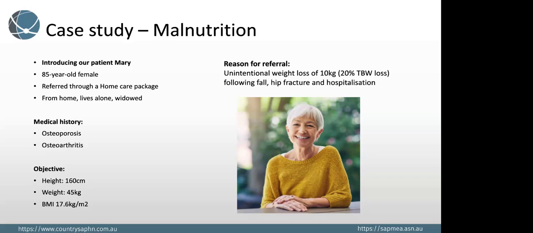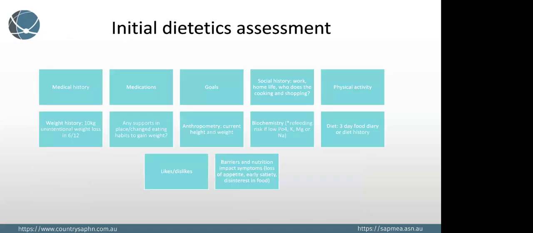Some of her objective measures: she's 160 centimetres, 45 kilos, and has a BMI now of 17.6 kilograms per metre squared. So she is considered underweight for her age. Our initial dietetics assessment for her is looking at her medical history. So we've had a look, osteoarthritis and osteoporosis are her main conditions. Medications that she might be taking, so anything that might have an impact on her weight or eating, or drug-nutrient interaction that we'd want to be aware of.